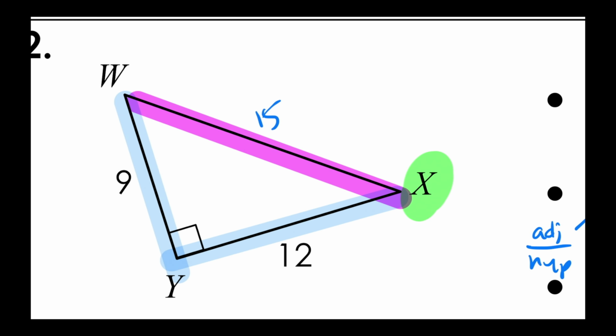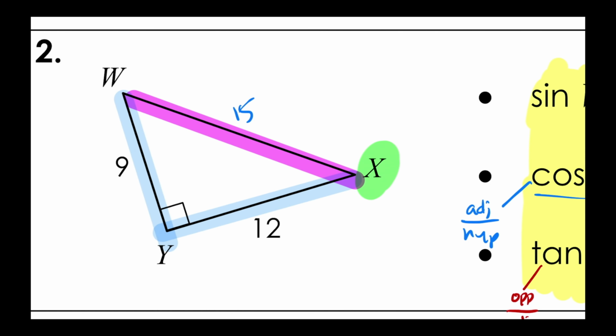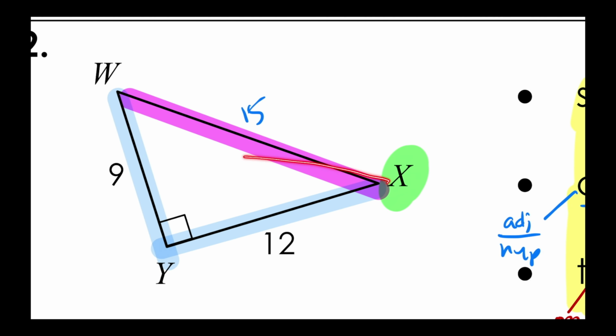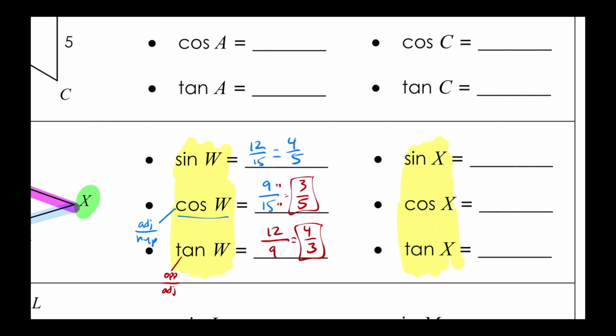So sine, cosine, and tangent always depends on what angle you're talking about. That's where we're finding the sine of X or the sine of W, right? So if I was at X, what's the sine of X? Sine means opposite over hypotenuse. Now that I'm over here, I'm not talking about this angle anymore. Now I'm over here at X. Opposite over hypotenuse is 9 over 15, or if I simplify that, it's 3/5.